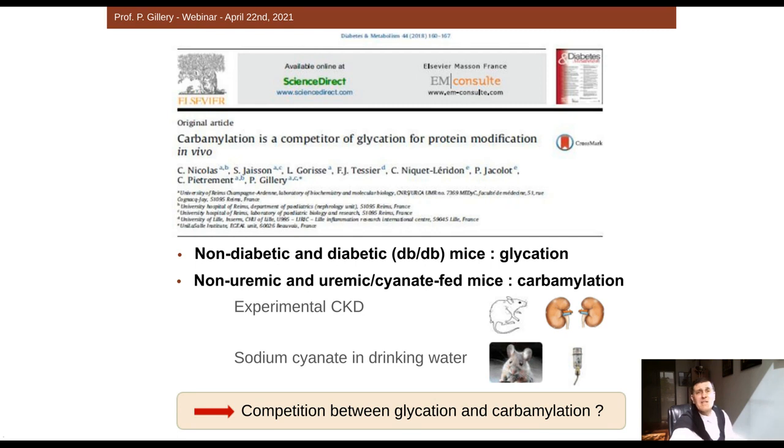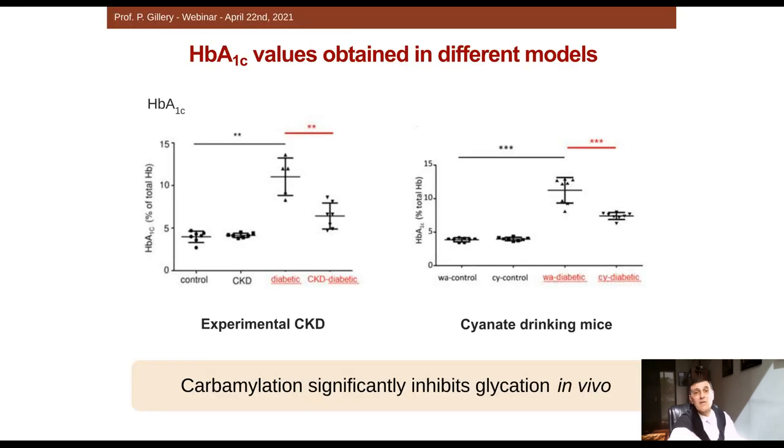To address this question, we have performed an experiment in mice. We used diabetic and uremic mice and measured HbA1c in different conditions in order to determine if there was a competition between glycation and carbamylation.